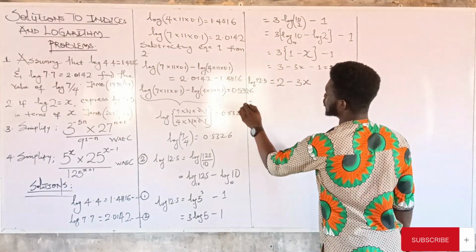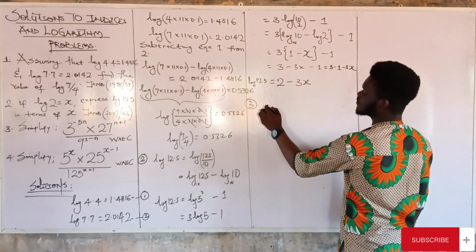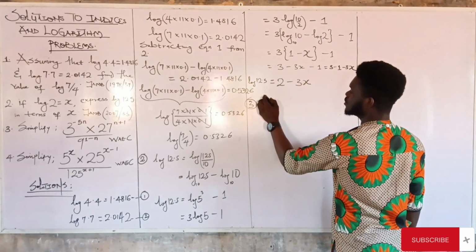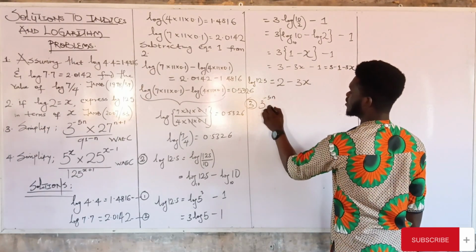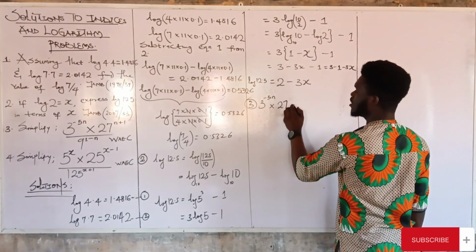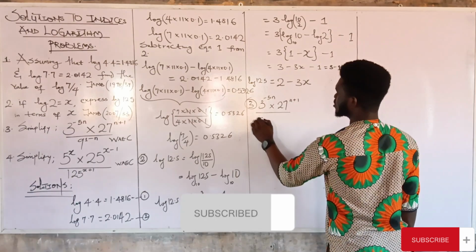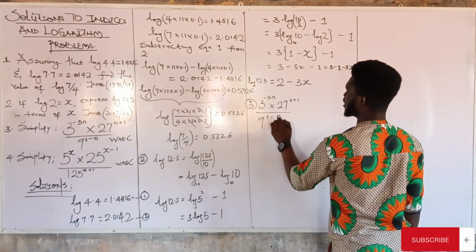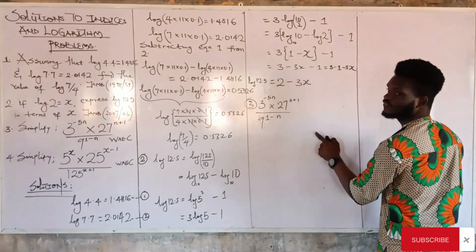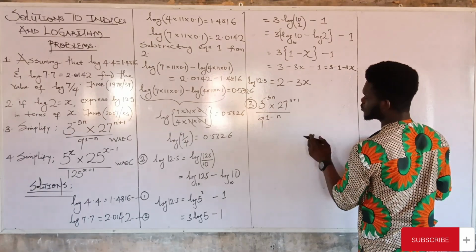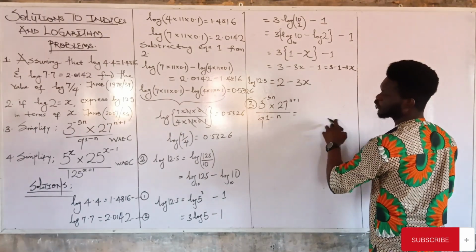So we have question 3. We have 3 raised to the power of minus 5n times 27 raised to the power of n plus 1, all over 9 to the power of 1 minus n. Now what do we do here? Very simple. Just simplify with a normal procedure or a normal math.